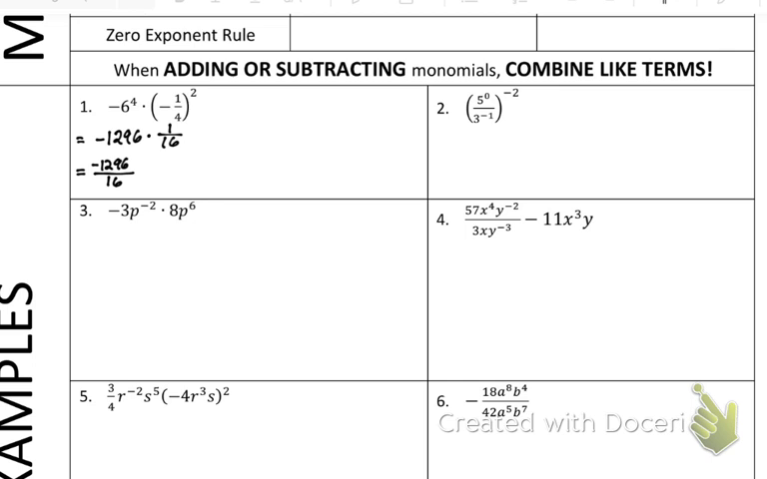Does 16 go into 1296? Here's an easy way to do it. Plug it in your calculator. We got a lot of answers: 81, 79.25, 18. It's 81. It should be negative 81. Just double check your calculator presses.